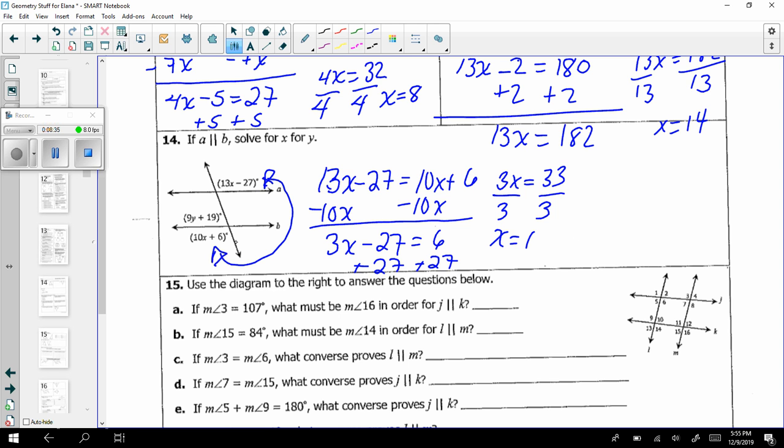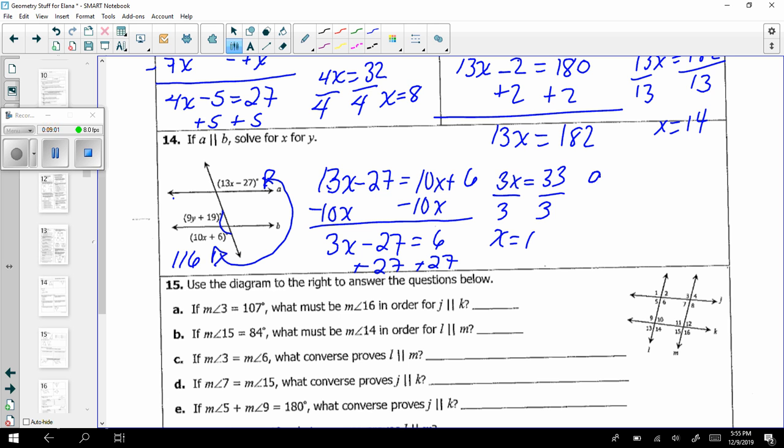So now I want to see what this angle measure is right here. So I do 10 times 11 plus 6. So that's 110 plus 6. So this is 116. So these two angles, if you can tell right here, are supplementary. They add up to 180. So if this is 116, this is going to be 64 degrees.